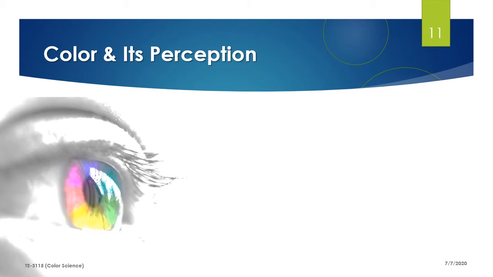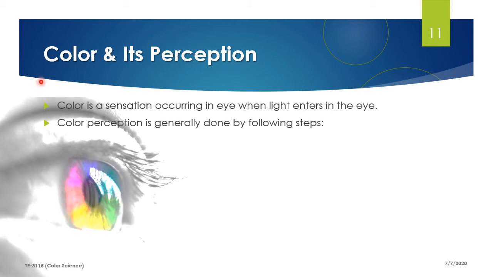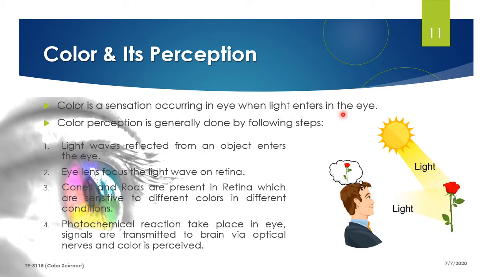First of all, color and its perception. Actually, color is a sensation occurring in the eye when light enters the eye. Color is perceived by the following steps. It can be clearly seen from the figure that light is coming from the sun, reflected from the rose and entering the viewer's eye.